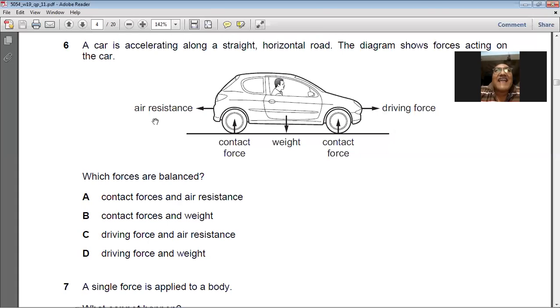The car is accelerating. Underline this word, accelerating. Driving force and the air resistance are not equal. That's why we have some resultant force in the forward direction. That's why the car is accelerating.